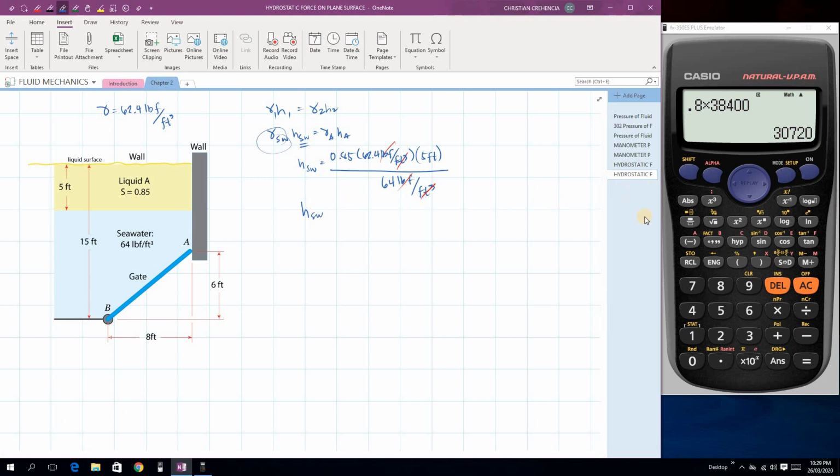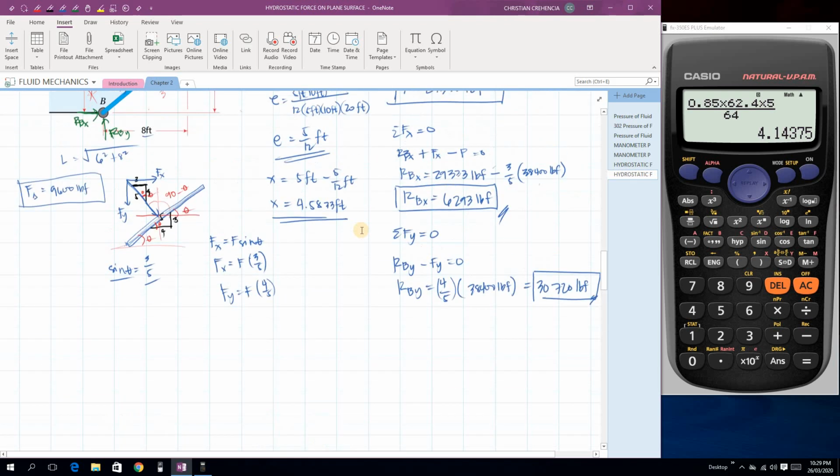seawater. Okay, so we have 0.85 times 62.4, then times 5 over 64 pound force per cubic foot. Okay. So we have 4.14375 feet. So, kung solve na lang natin, so hindi na natin didiretso dito sa ano, no?